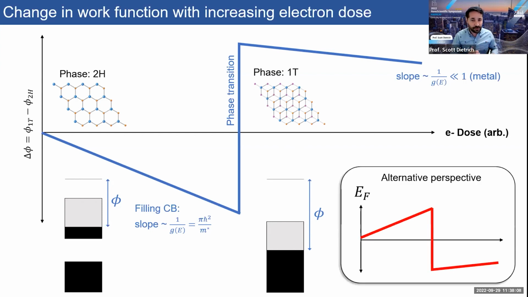If you want to think of this from another perspective, you can think of the level you're filling the electrons up to. The Fermi level will slowly increase as we're filling the conduction band, and then it will drop off and then maybe start to creep back up as we donate more electrons to the metal.